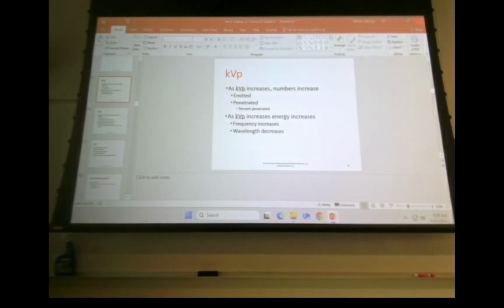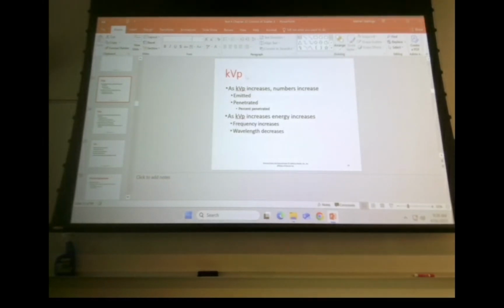Right, so we only have two main big topics that we need to cover for the rest of the semester. That fundamentally is beam restriction and grid use. So I'm going to sprint through the kVp since we did that meticulously in the last section. I'm not going to really slow down on this very much. You've got the videos from the last section, so you can go back and review those.